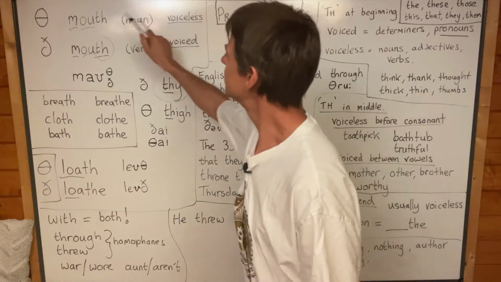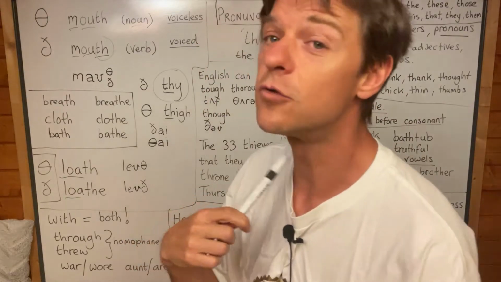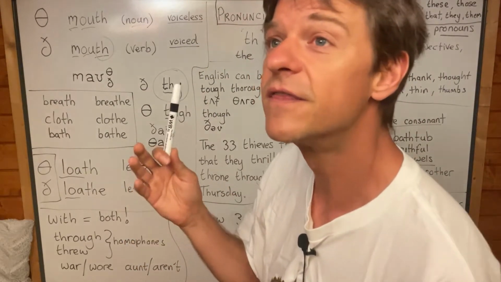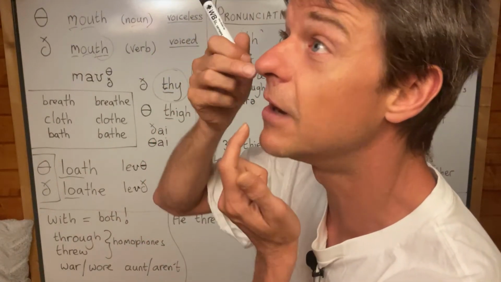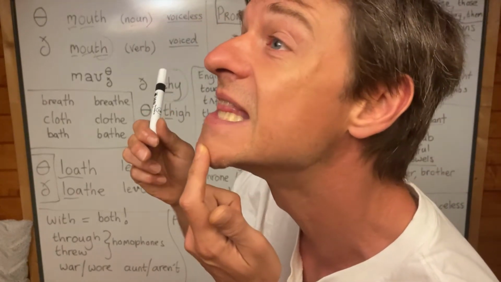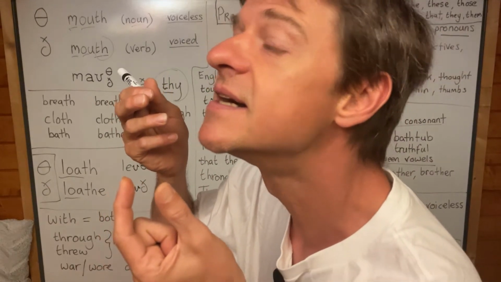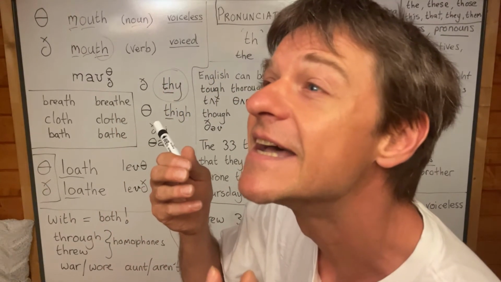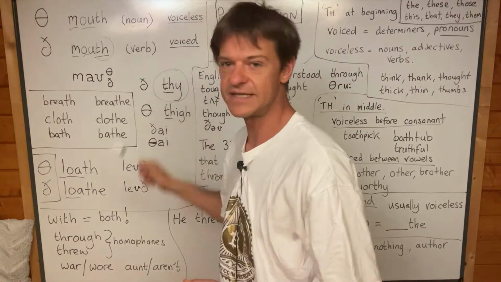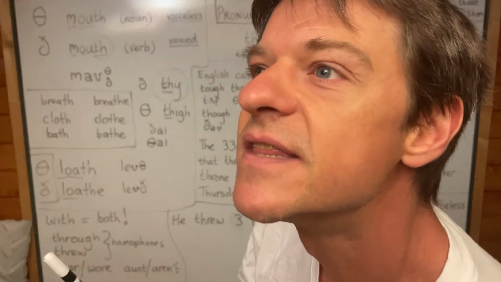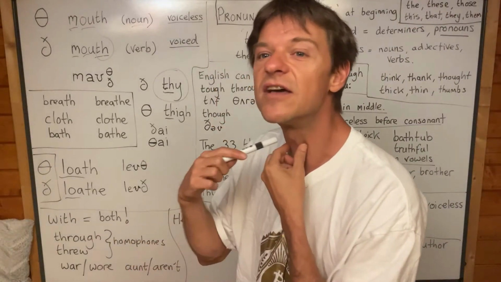Now, we call the TH sound at the end of the noun voiceless because there are no vocal cords vibrating. Notice that I put both rows of teeth at the tip of my tongue. My tongue just comes out a little tiny bit. I hope that's clear. I'm trying to show you. That's the TH voiceless. But the voiced TH is the, not th, but the.